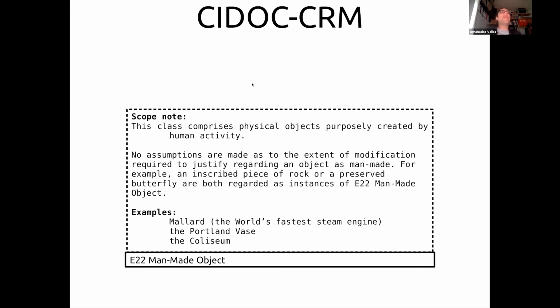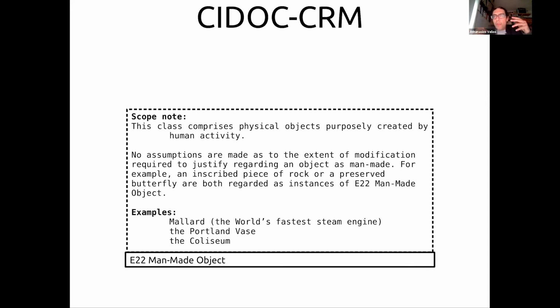So this is now the definition of the man-made object, which is: this class comprises physical objects purposely created by human activity. Yeah, not a rock that has fallen down the mountain, something that a person made. No assumptions are made as to the extent of modification required to justify an object as man-made. So it doesn't matter if I do a lot of work or little work, it's still man-made. Okay, so now this confirms my understanding of the book. Yeah, so the book is a man-made object.